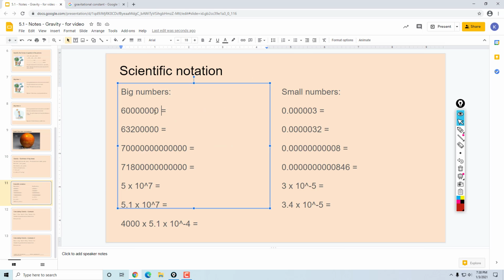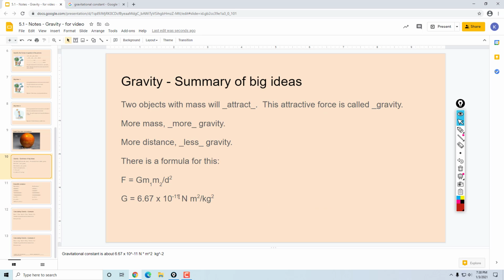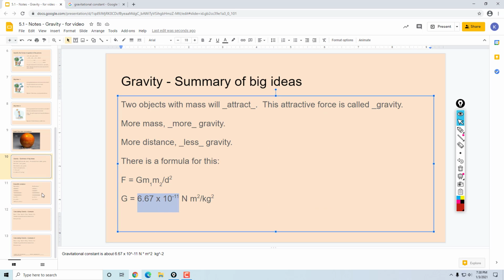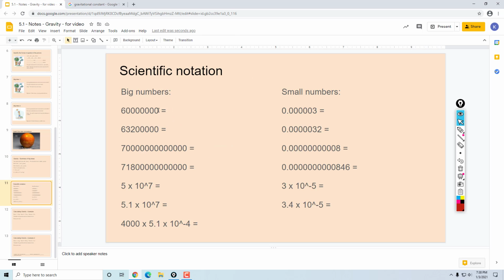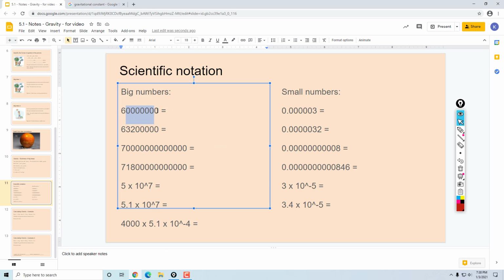What does this times 10 to the negative 11 even mean? Well, sometimes when we have really big or really small numbers in science, we like to use scientific notation. For example, this one, I count 7 zeros, so this is 6 times 10 to the 7. So this one will be 6.32 times 10 to the 7th. The next one, I count 13, so this is 7 times 10 to the 13. So this one will be 7.18 times 10 to the 13.